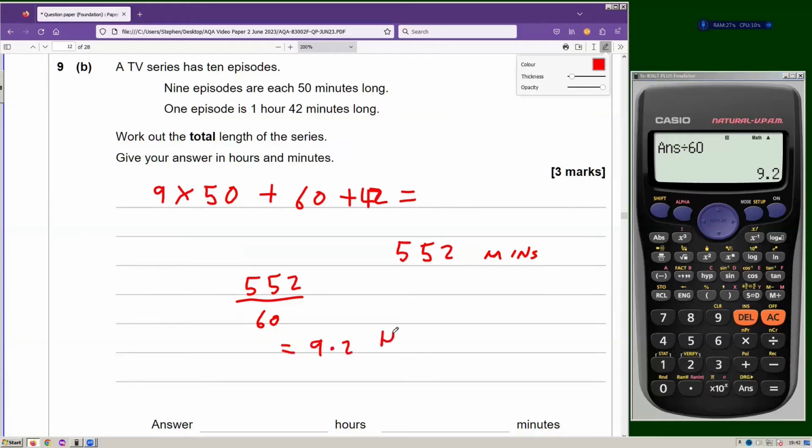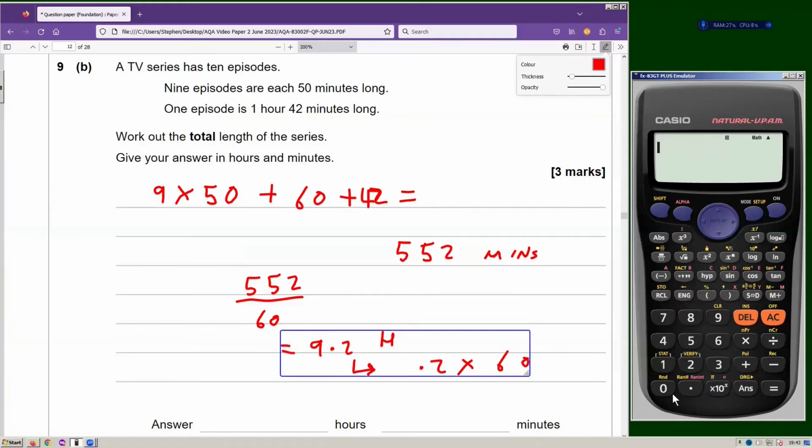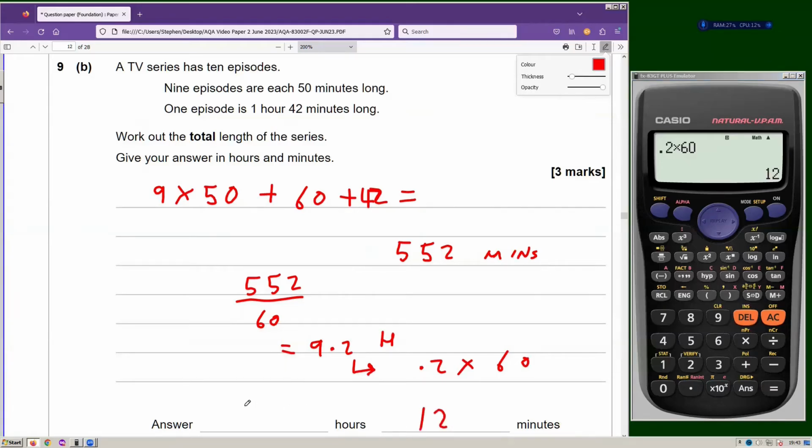But the 0.2, to get that back to minutes, we've got to go 0.2 times 60. So let's do this. I just go all clear. 0.2 times 60. Because it's a fraction of an hour, times it by 60, we're going to get back to minutes. 12 minutes. So I've made it 9 hours and 12 minutes, which looks good.